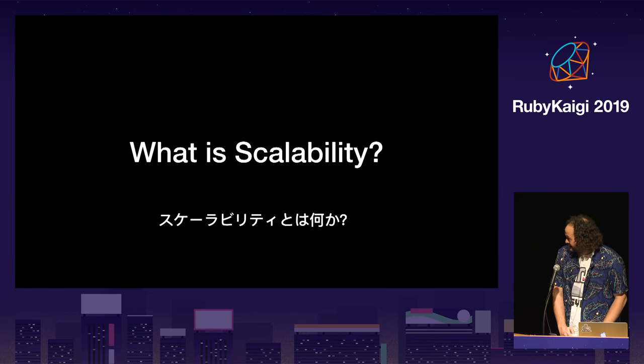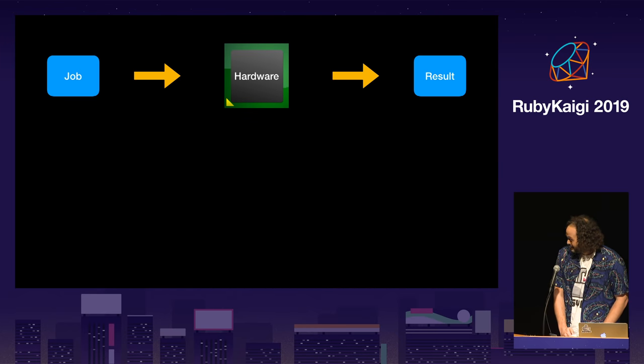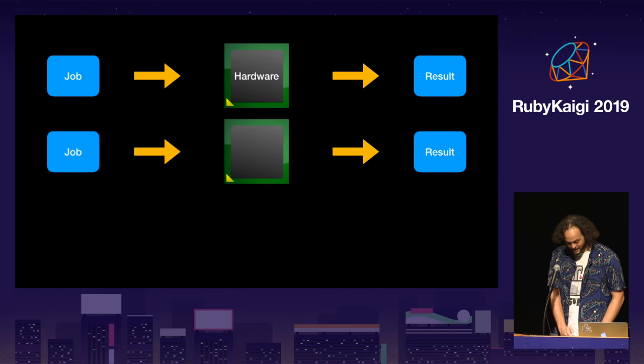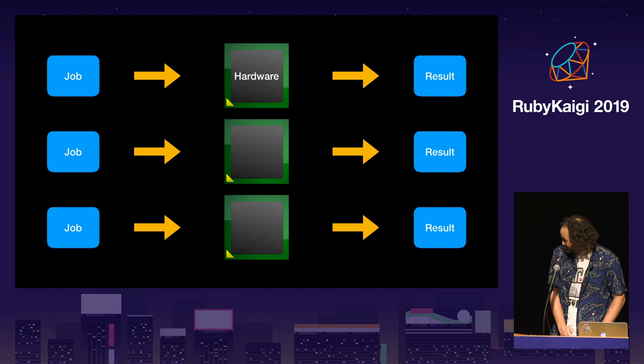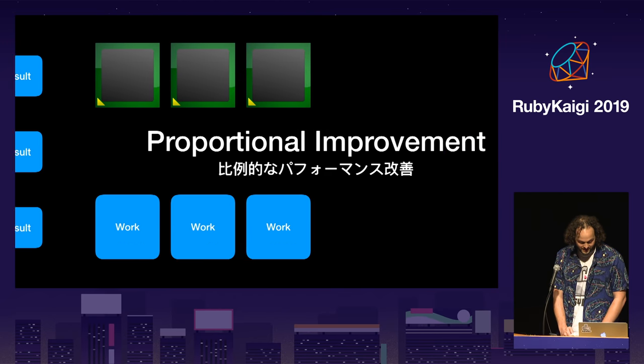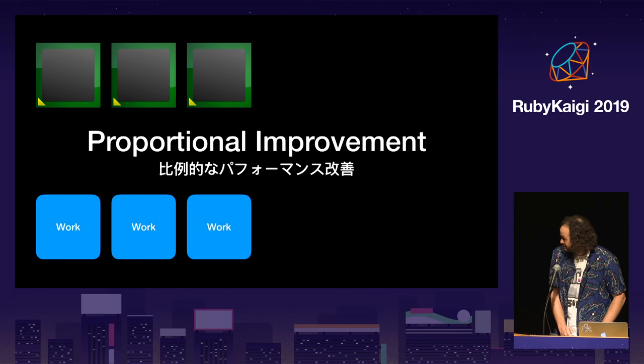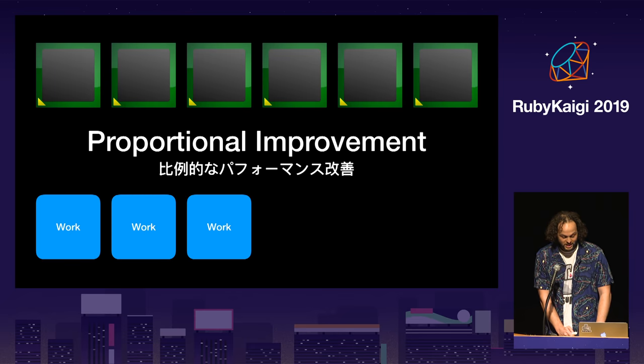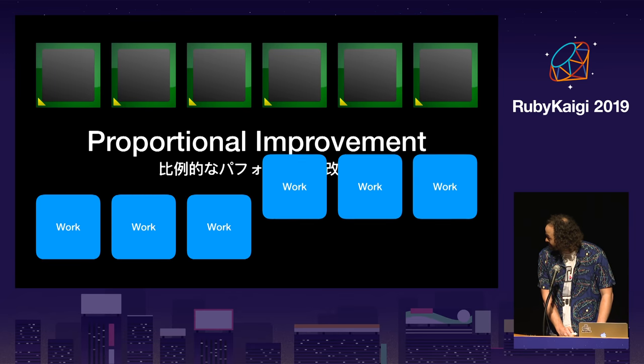So firstly, let us consider the question, what is scalability? What does it mean to be scalable? Here we have a processor doing work. For example, the job could be a web request. In order for a system to be scalable, adding more hardware should give a proportional improvement to job processing capacity. The key point is that the improvement is proportional. If we double the amount of hardware, we should be able to do twice as much work.